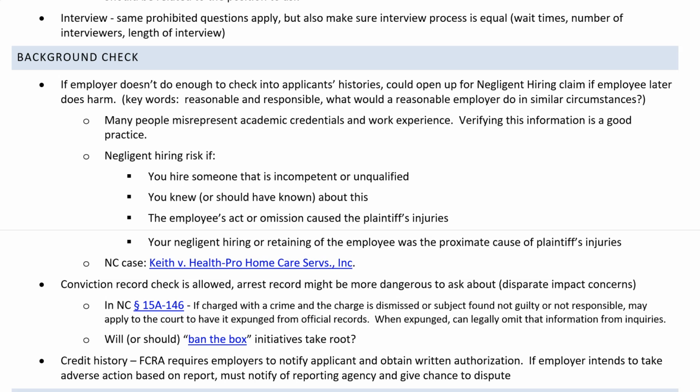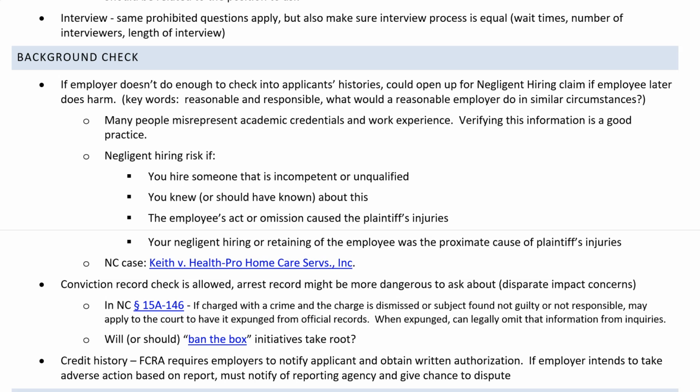We do run a negligent hiring risk if I hire somebody that is incompetent or unqualified, if I knew about it or at least should have known, meaning that I should have done a background check and I didn't, and if the employee's act or omission caused the plaintiff's injuries. We're imagining it where somebody has brought a lawsuit against me at this point. And finally, that my negligent hiring or retaining of the employee was the proximate cause of the plaintiff's injuries.